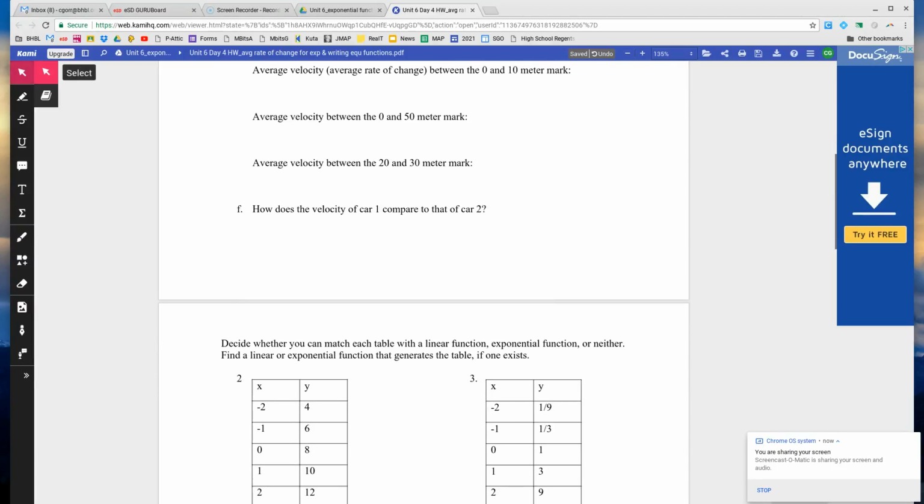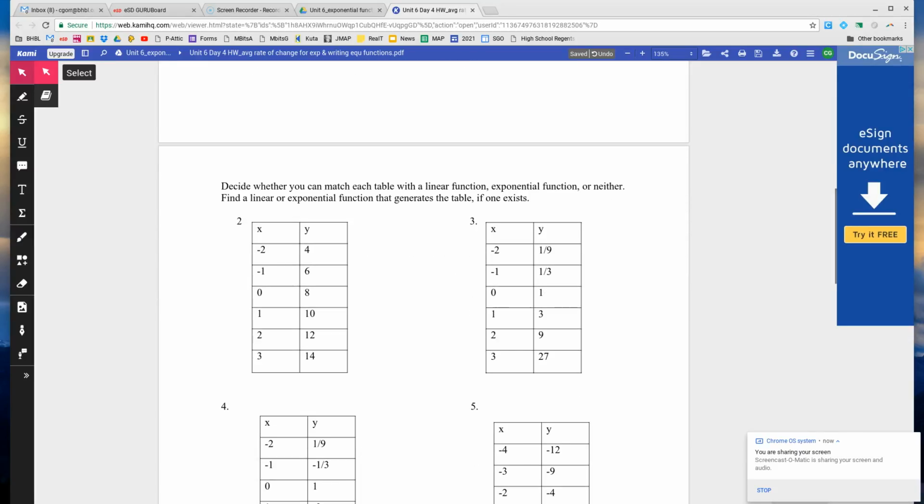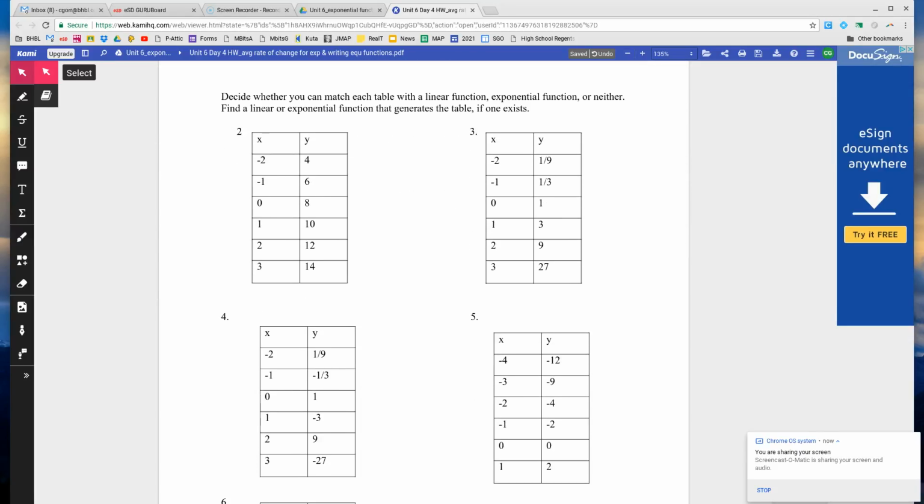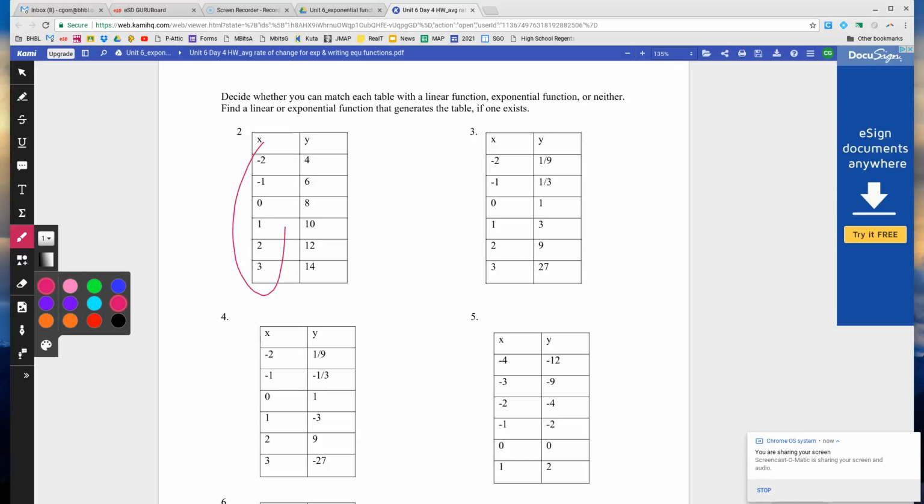All right, skipping ahead, let's look at number 2. So number 2 says, decide whether you can match each table with either a linear function, an exponential function, or neither. So I'm going to take a look at number 1, and what I'm doing is looking at my values. Noticing that my x's all go up by 1, now I want to know, how do my y's change? Are they added to get from one term to another? Are they multiplied to get from one term to another? So I take a look at my pattern to go from each term to the next term.